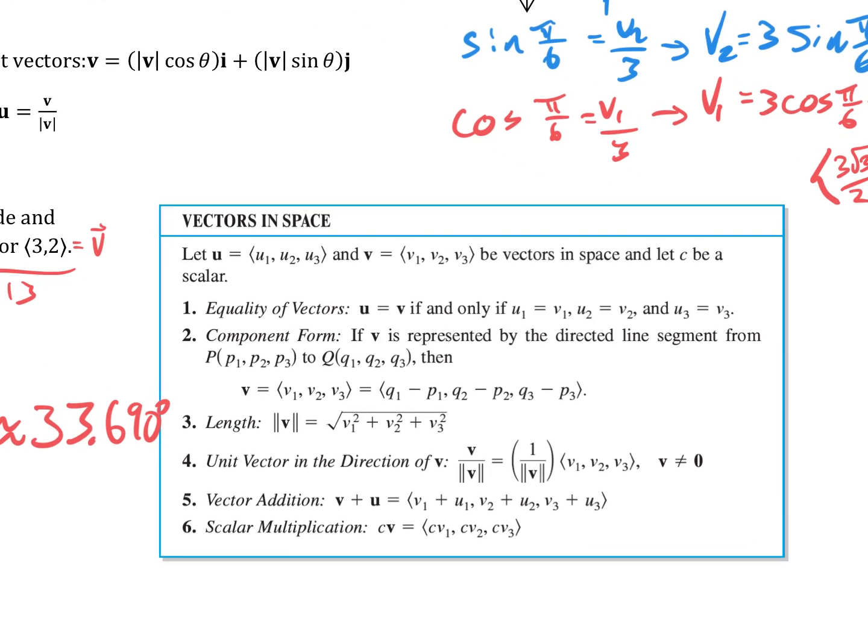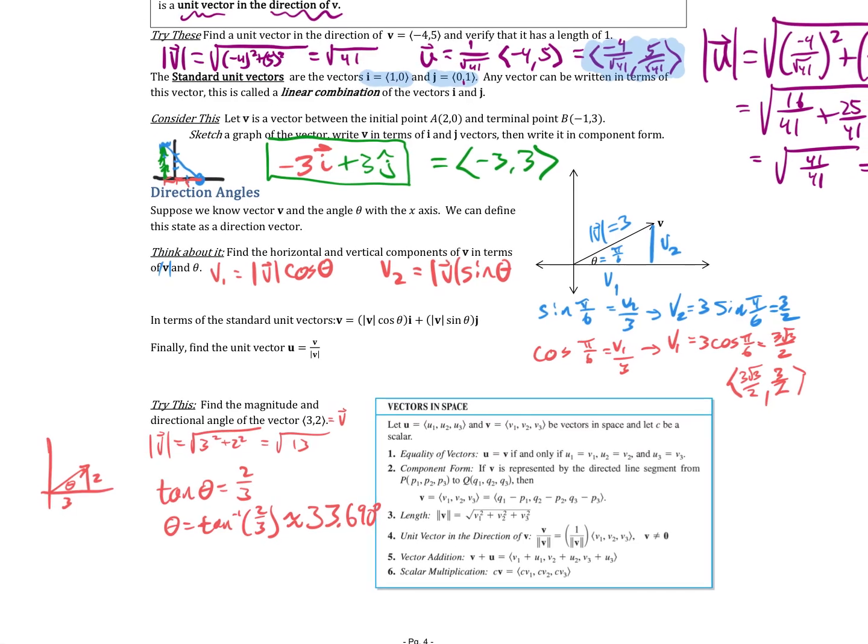In space, with our three-dimensional vectors, we have all the same relationships, so this is true for two-dimensional or three-dimensional vectors. If two vectors are equal, then their components are equal. In component form, we just subtract the x's, the y's, and the z's. The magnitude is just square each of them and add. Unit vector is the same. Vector addition is the same. Scalar multiple is the same. We just have one more component. All right, so there you have it.